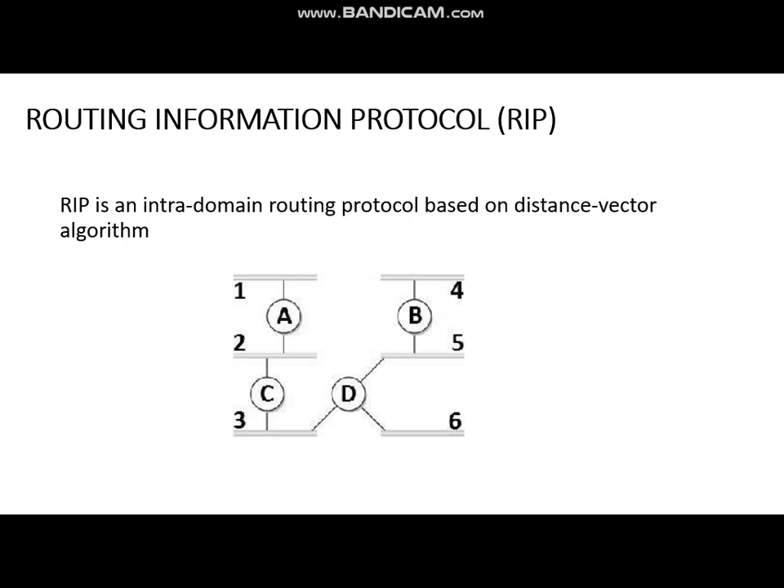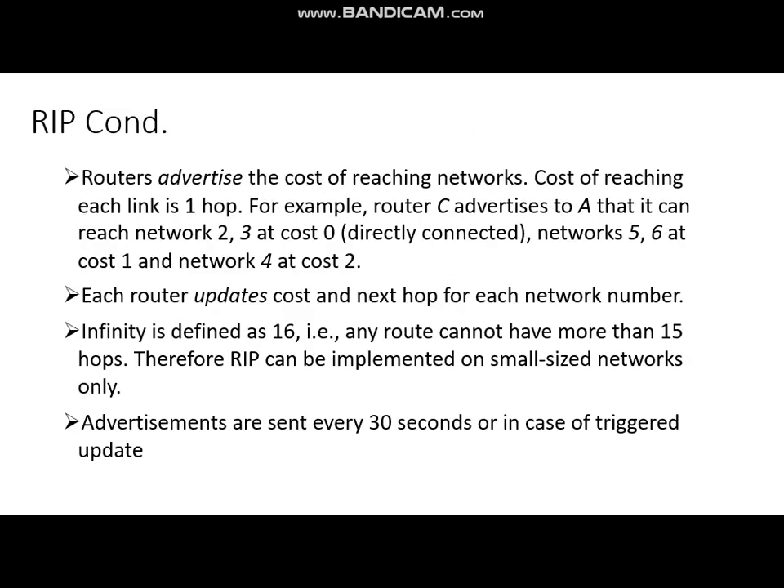Routing Information Protocol. RIP is an intra-domain routing protocol based on the distance vector routing algorithm. A router advertises the cost of reaching networks. The cost of each link is one hop. For example, router C advertises to A that it can reach networks 2 and 3 at cost 0. Each router updates the cost and next hop for each network number. Infinity is defined as 16, that is, any route cannot have more than 15 hops. That is how RIP can be implemented. Advertisements are sent every 30 seconds.